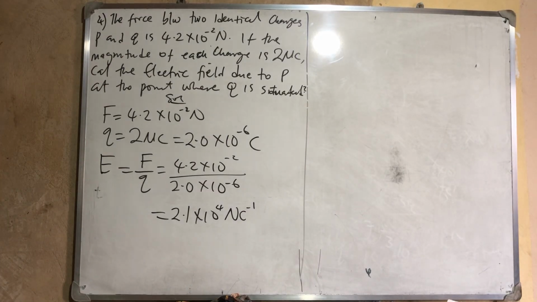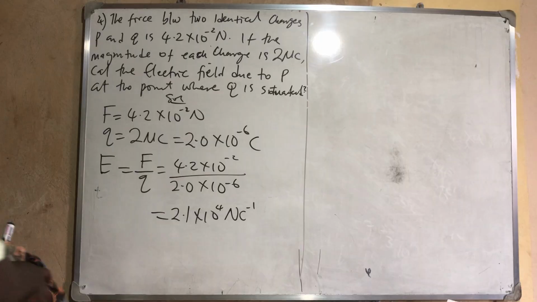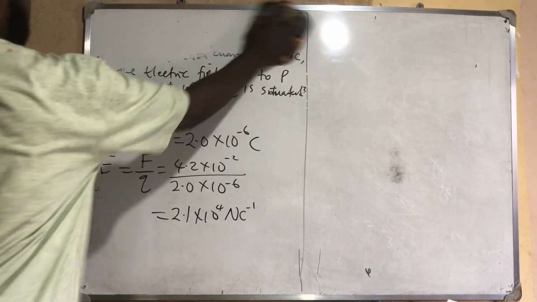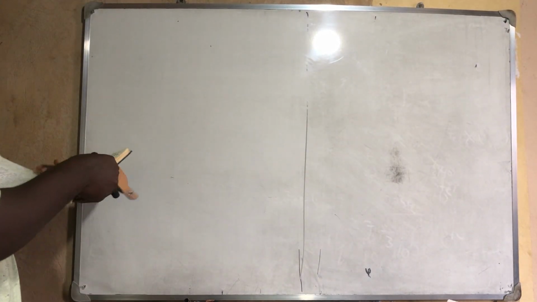All right. If you don't want to have it in Newton per coulomb, don't forget it can be written as volt per meter. Depending on the SI unit you want, but they are the same. You can check according to the option. Right? So let's take the next question.